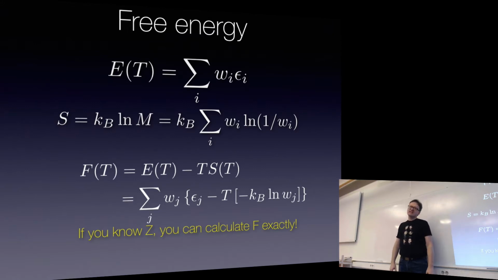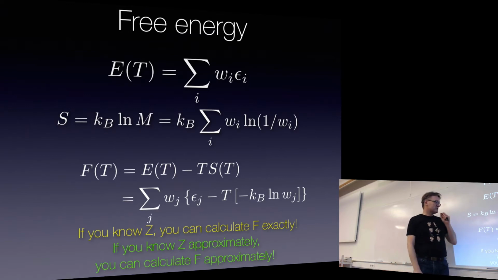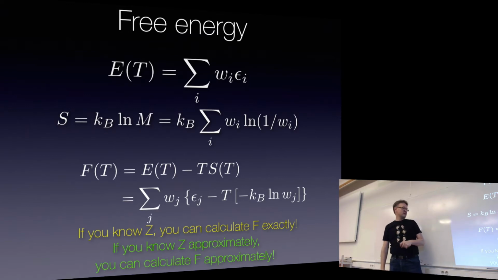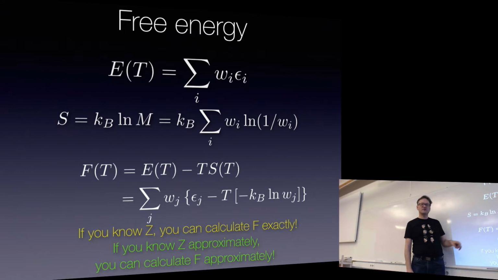So while this is a holy grail, it's a holy grail because we can't get there. Unless it's a trivial system, you're never going to understand the partition function. But the point is that if you know the partition function approximately, we can calculate everything, for instance, the free energy, approximately. And that doesn't sound so good, but there are some approximations that are better than others.